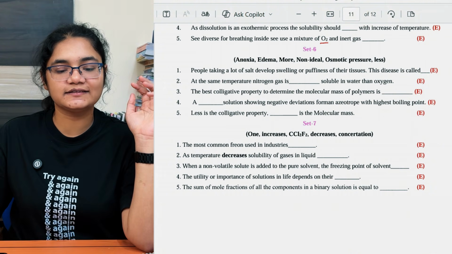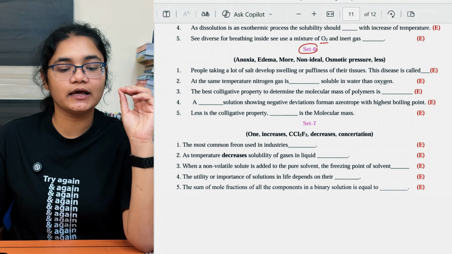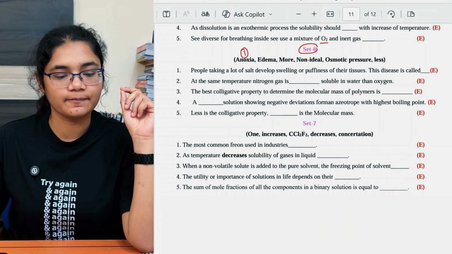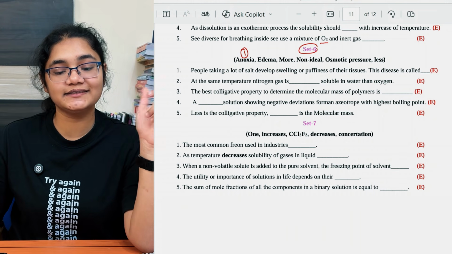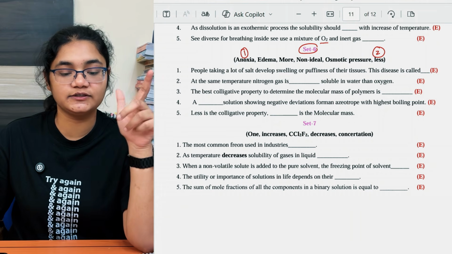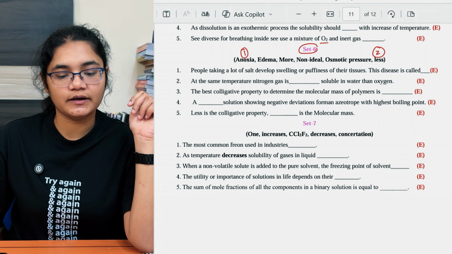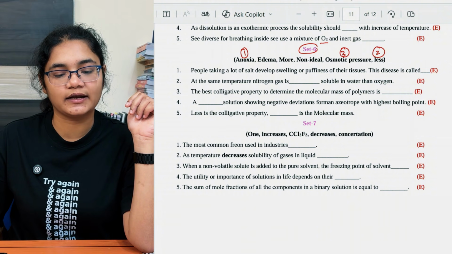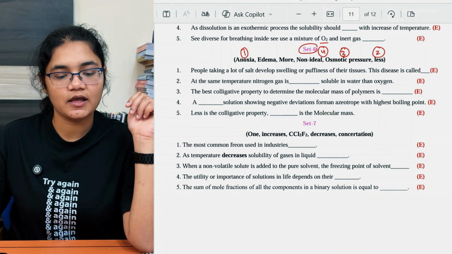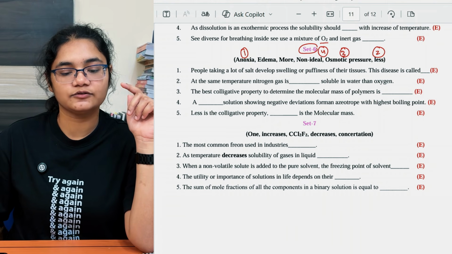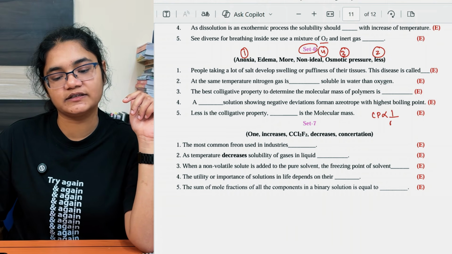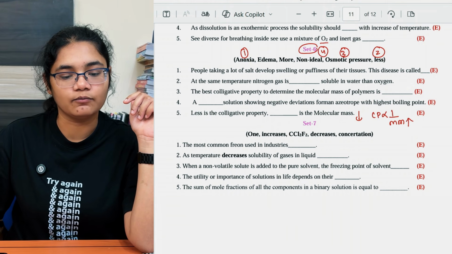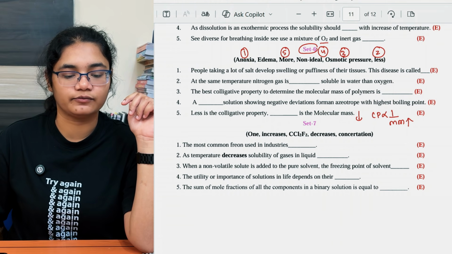Okay. Now let's discuss set 6. People taking a lot of salt develop swelling or puffiness, and this disease is called edema. At the same temperature, nitrogen gas is less soluble than oxygen. Oxygen is more soluble. The best colligative property to measure the molecular mass of polymers is osmotic pressure. A dash solution showing negative deviation is a non-ideal solution. Next, less is the colligative property. You know colligative properties are always inversely proportional to molecular mass. If colligative property is less, molecular mass will be more. So that is your option number, this one, more.